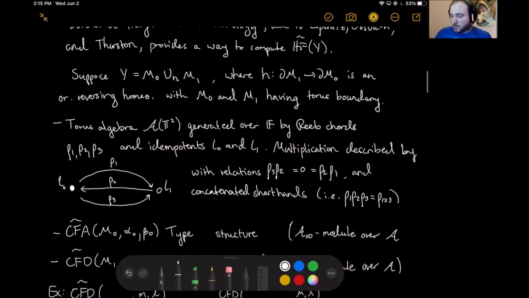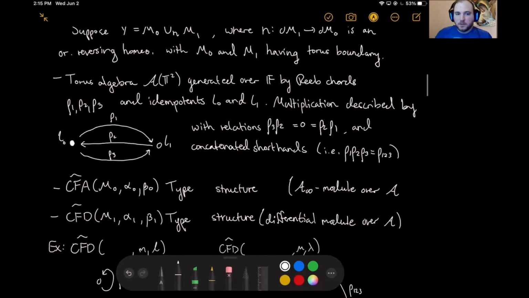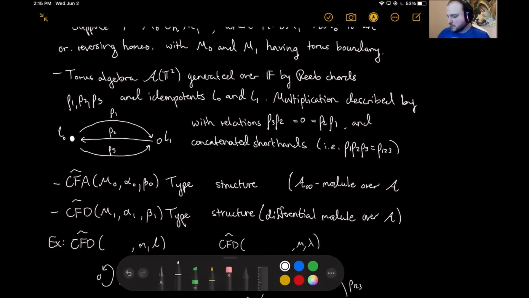And some modules over this torus algebra. First, we have CFA hat for our first split apart manifold with torus boundary. This is considered a type A structure. The alpha 0 and beta 0 in the notation give you a boundary parameterization for its torus boundary. And this is more directly a right A infinity module over the torus algebra.